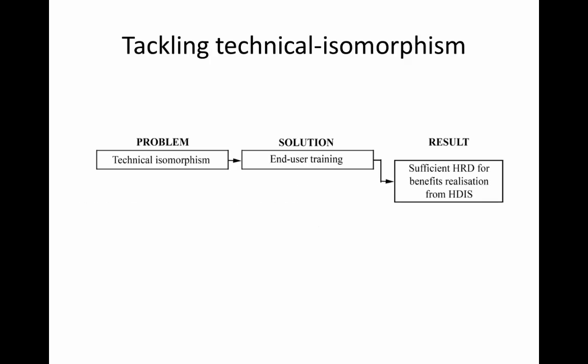Our research has highlighted that 5 ERP II critical success factors are required to tackle technical isomorphism, as highlighted in session 8. The end result is that there is sufficient human resource development to ensure any misalignment between the technology and the process can be rectified by appropriately trained individuals.